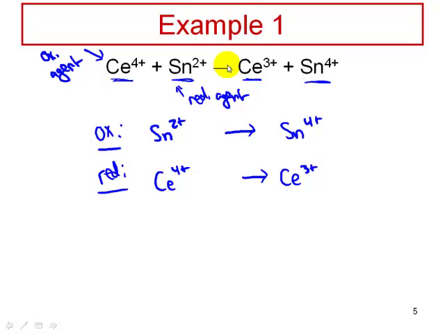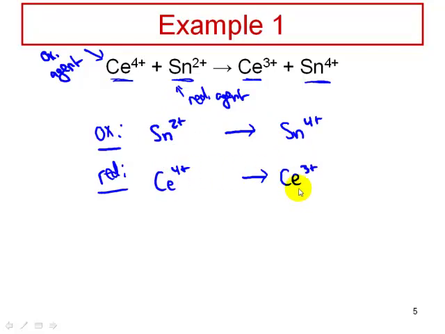Now, just looking around here, because the only things we have in the equation are tin and cerium, we can skip a couple steps. We don't have to balance oxygen and hydrogen, and we can see that we have the same number of tin on both sides of this equation, and the same number of cerium on both sides as well.